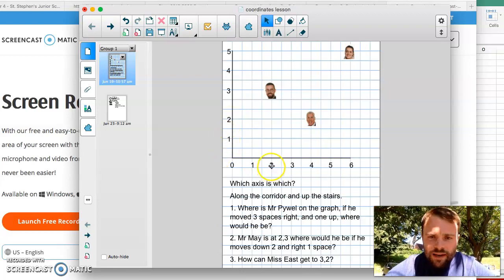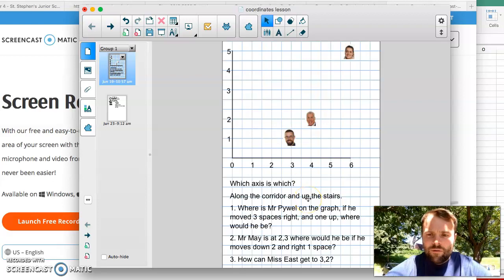Okay, so Mr. May is at 2, 3. Let's just check that to be sure. So along the corridor, 2. Up the stairs, 3. He's at 2, 3. Where would he be if he moves down 2 spaces and right 1 space? Here we go. So down 2 spaces. 1, 2, and right 1 space. 1 space. There we go.